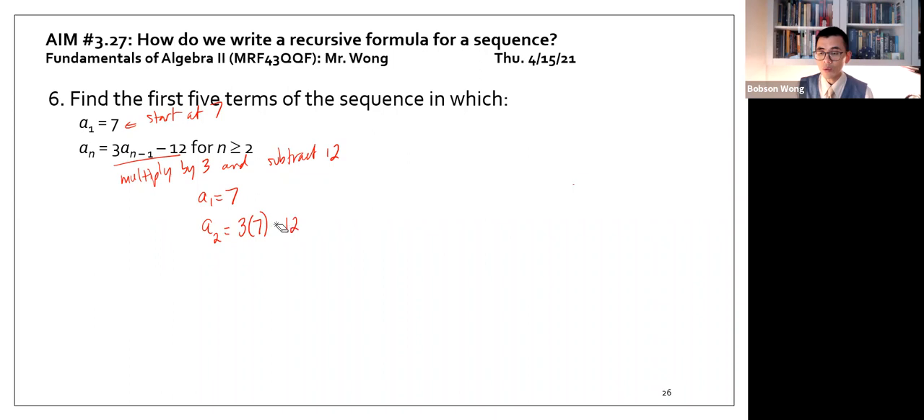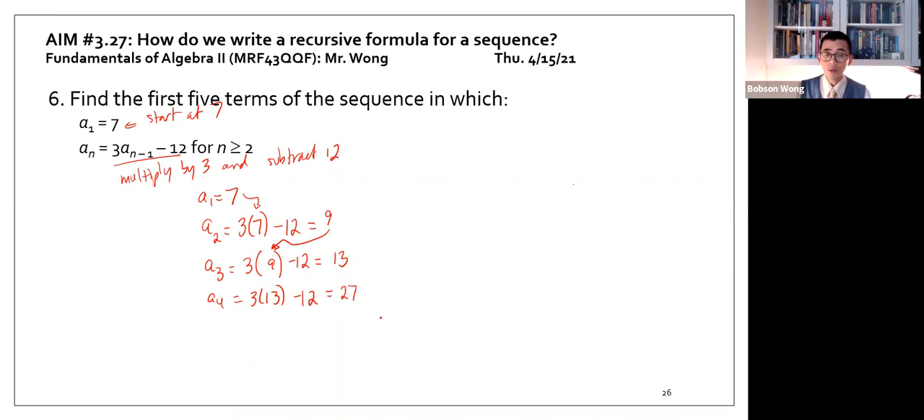So 3 times 7 minus 12 is 21 minus 12, which is 9. Now to find the third term, you take 3 times the previous number, and the previous term is 9. And then you subtract 12. So this is 3 times 9 is 27. 27 minus 12 is 13. And then a sub 4 is 3 times 13 minus 12, which is 39 minus 12, which is 27.